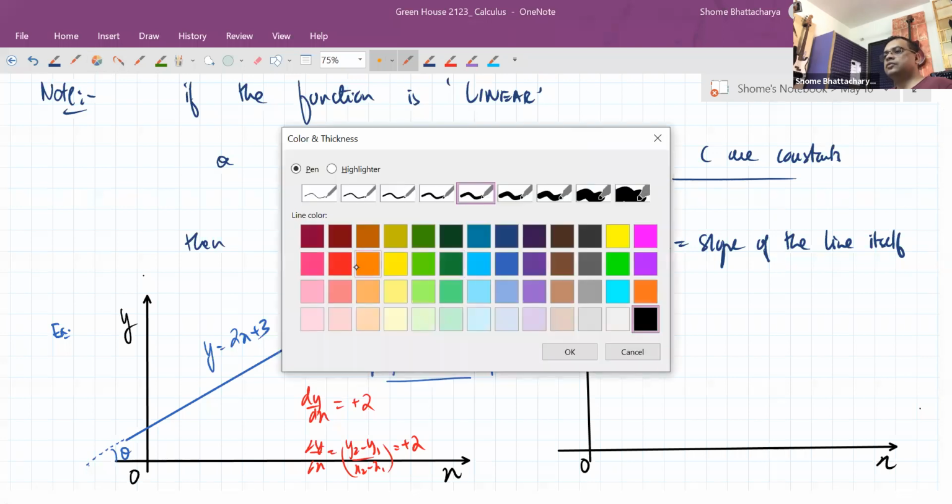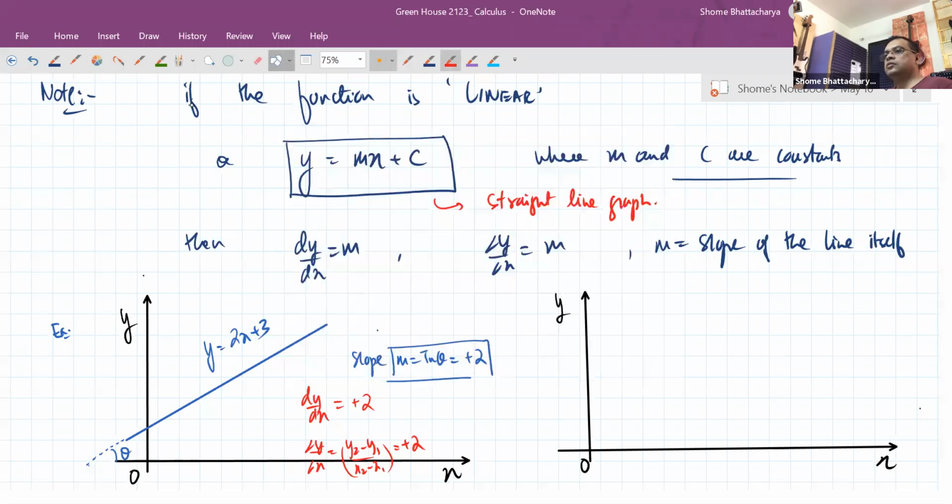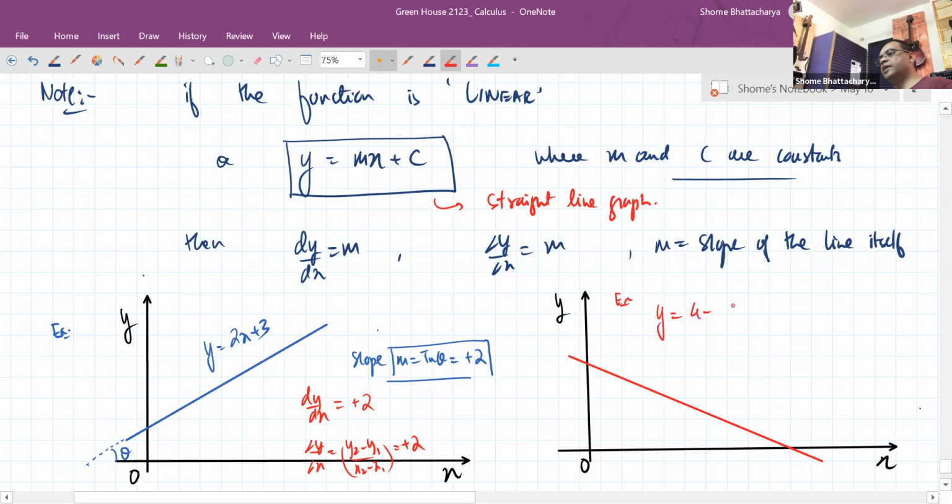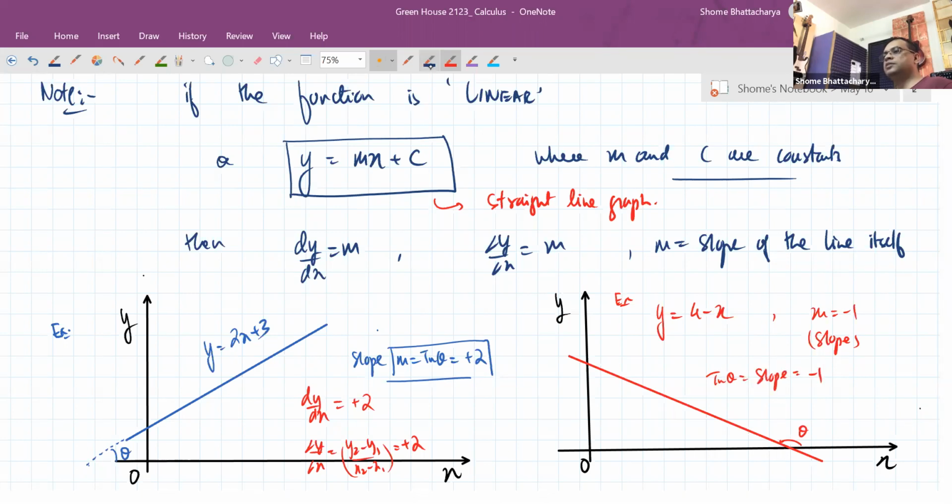so this time let's say we have a straight line like this one. So in this example, let's say the straight line is y equal to, let's say, 4 minus x. So we can see the slope is equal to minus 1. Okay. So this is an obtuse angle. That's why tan theta equal to slope equal to minus 1. So that means whether we are calculating dy by dx or we are calculating delta y by delta x, both will be equal to minus 1.